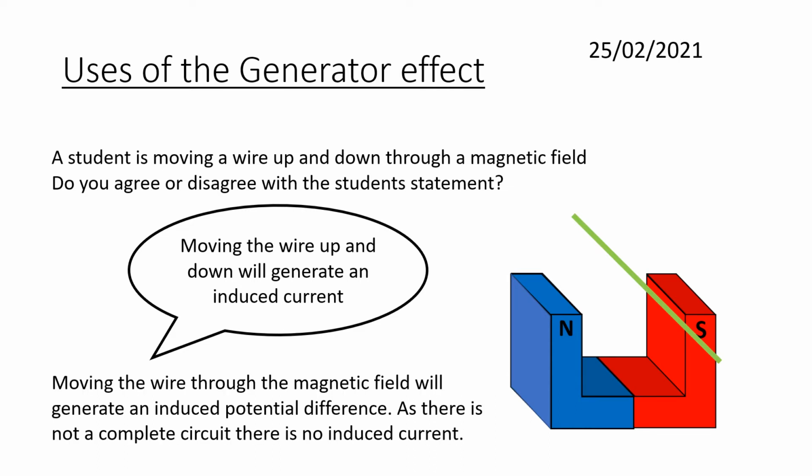Well, the fact is that moving that wire up and down through that magnet will cut through magnetic field lines, and therefore we will induce a potential difference. However, there is no complete circuit visible, and if there's no complete circuit, then there will be no induced current. If the circuit was complete, then yes, we would indeed get an induced current because of the induced potential difference.